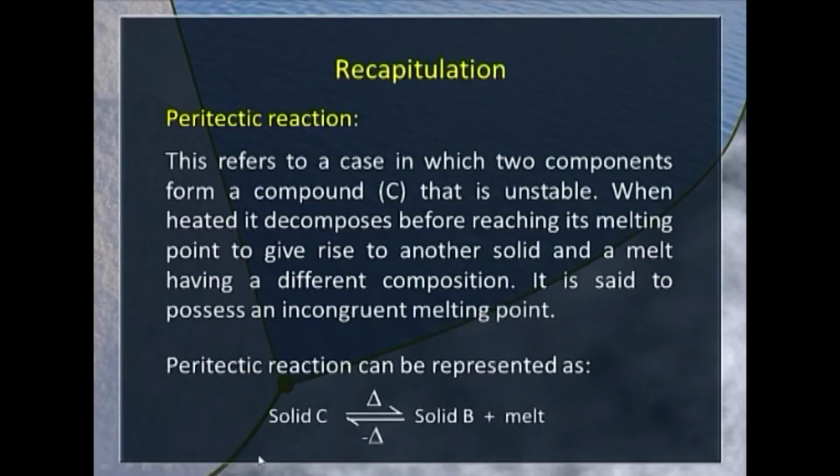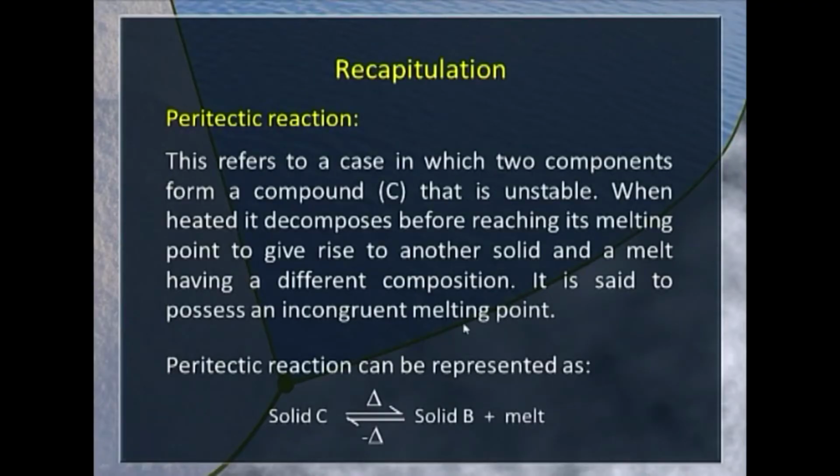This refers to a case in which two components form a compound C that is unstable. When it is heated to high temperatures, before reaching its melting point, it decomposes to give rise to another solid and a melt having a composition different from that of the original compound. It is said to possess an incongruent melting point.